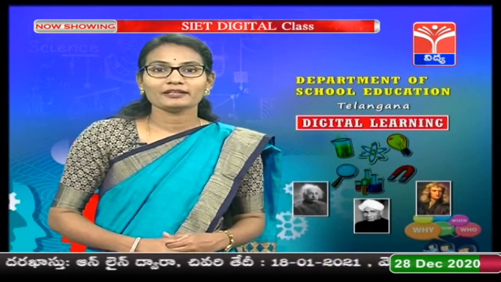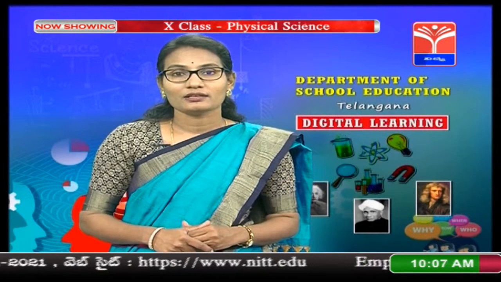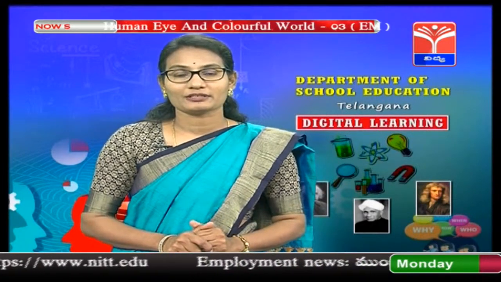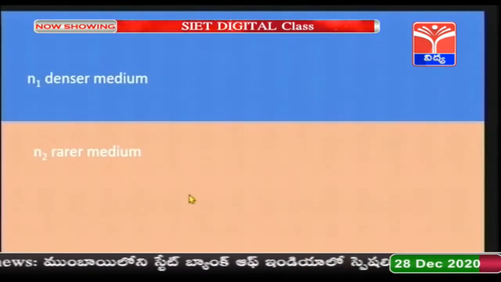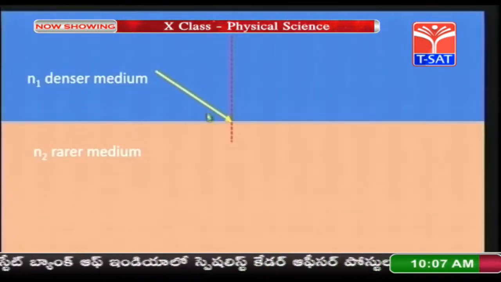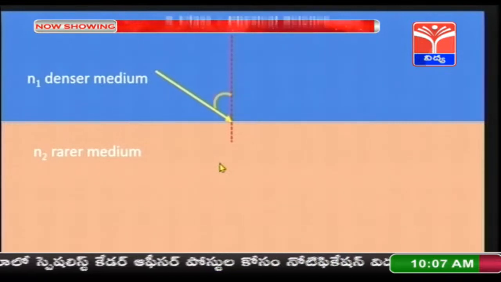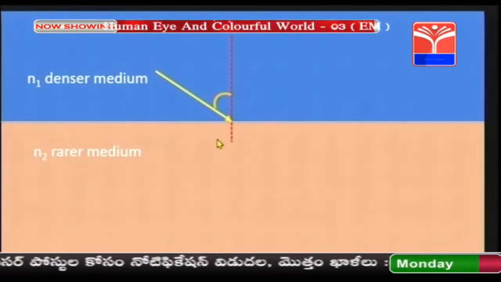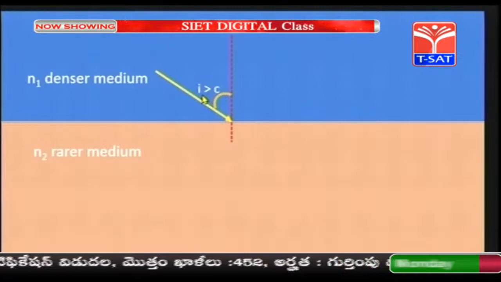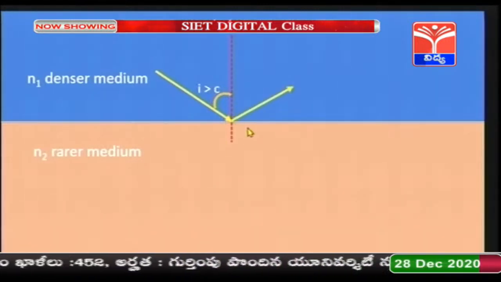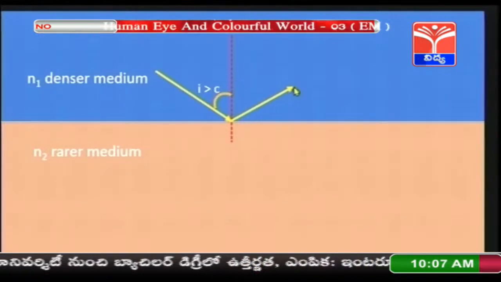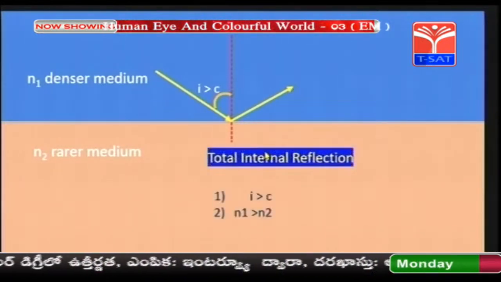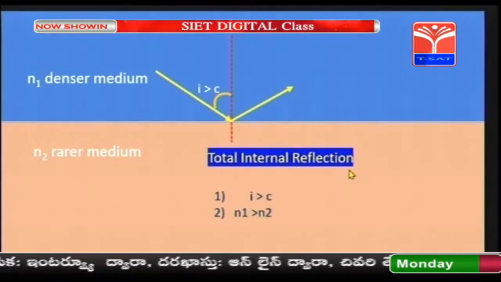Before going to explain, we have to know one concept we already learned in our 9th class lesson, that is total internal reflection. So what is total internal reflection? Observe here children, whenever the light ray travels from a denser medium to a rarer medium, when the angle of incidence is greater than the critical angle, then the light does not refract into the rarer medium, it just reflects into its own medium. This phenomenon is known as total internal reflection.